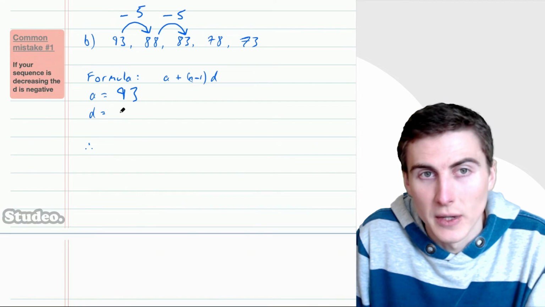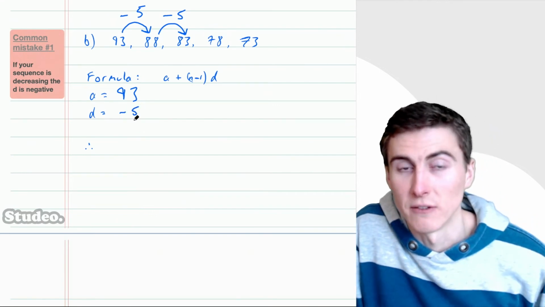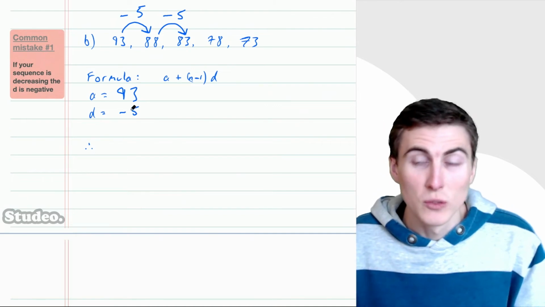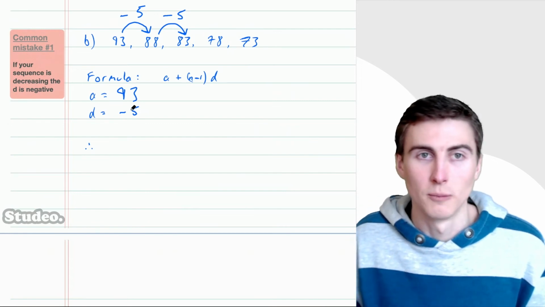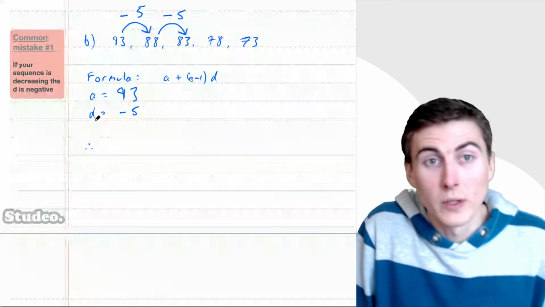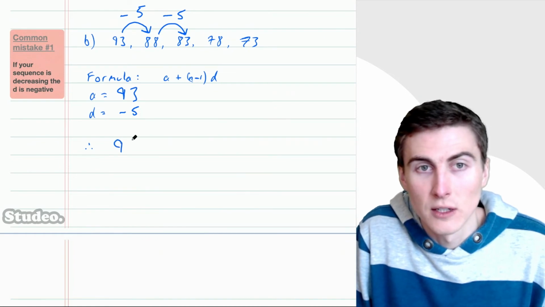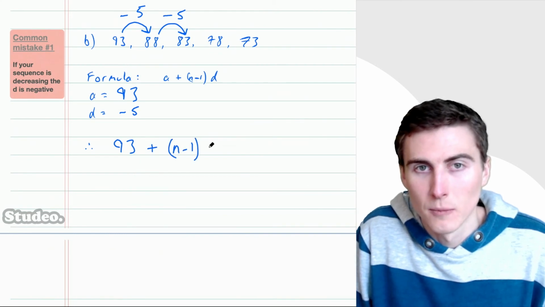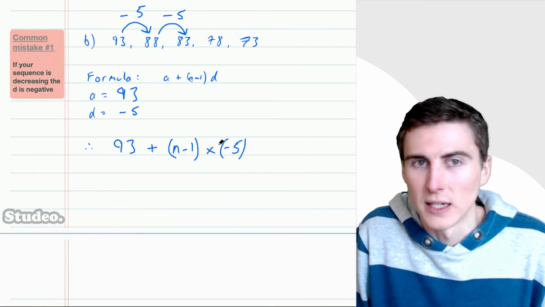So d this time is negative 5. Yeah, it's really important that you put the negative sign here, because it's decreasing by 5. If you had just put positive 5, that would have implied that it's increasing by 5 each time. So anyway, we now have a and d. We plug them into our formula. We're going to have 93 for a, plus (n minus 1) times d, so times negative 5. Maybe put that in a bracket because of the negative sign.